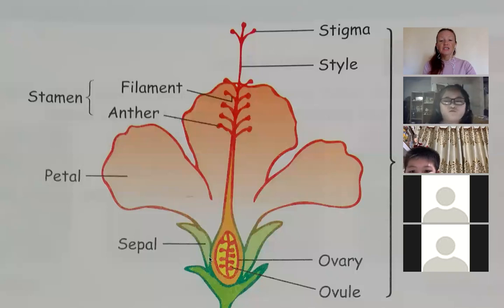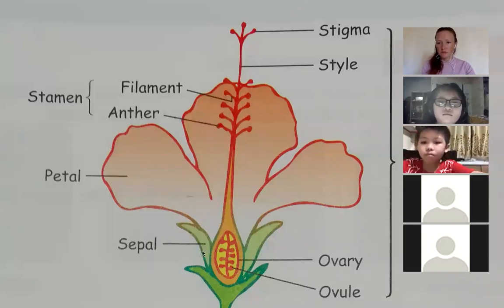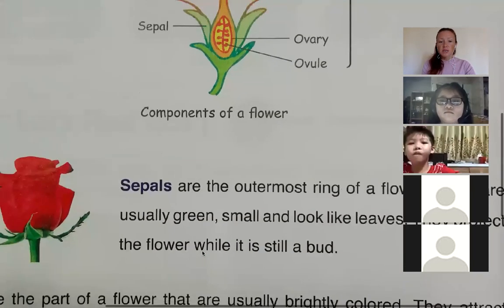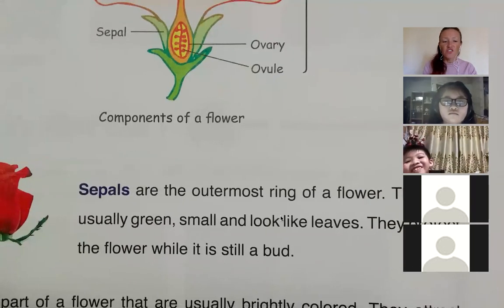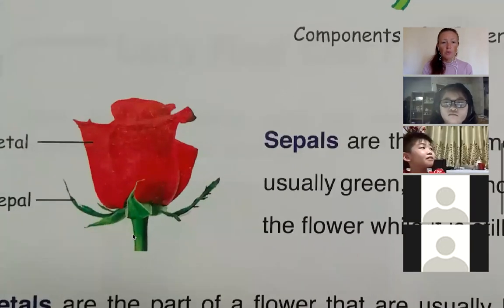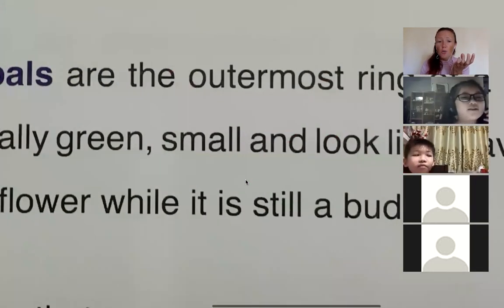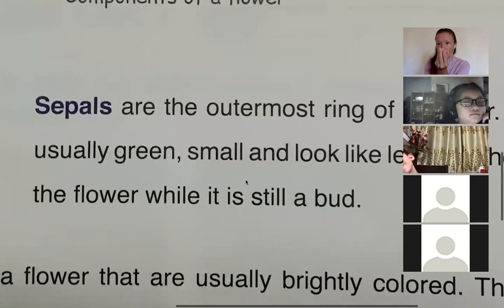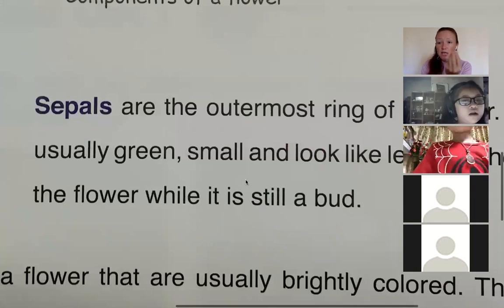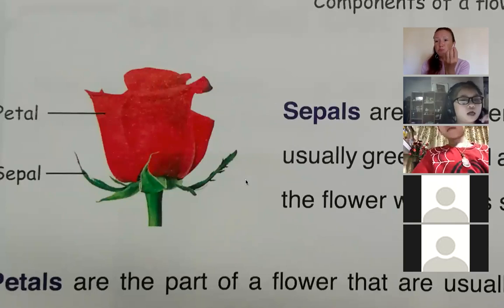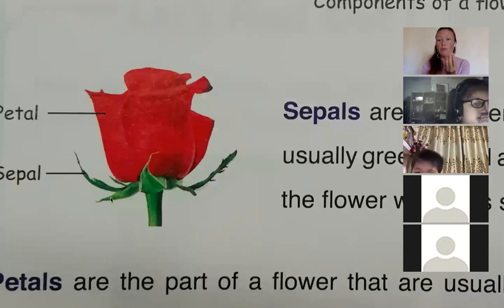How do we call these small tiny green leaves on the bottom of the flower? Sepal. Very good. The sepals are the outermost ring of a flower. When we look at a rose, you see the sepals; they provide support for the petals and the bud. While the flower is still a bud, not opened yet, the sepals hold the bud. Like roots provide support to the plant, the sepals provide support for the flower itself. They have a very important function.